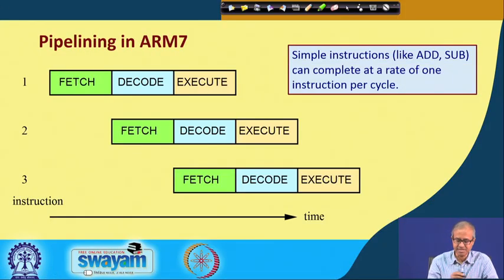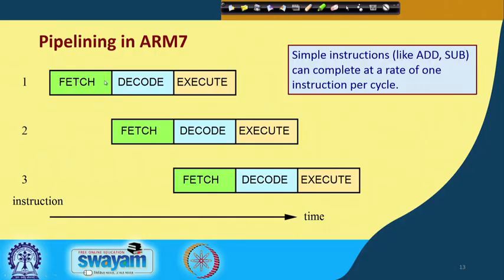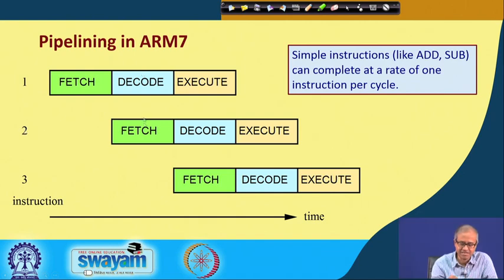And in ARM7, just an example, just the way I said wash, dry and iron, here it is fetch, decode, execute. The first instruction is doing fetch, decode, execute; the second instruction can start fetch while the first one is being decoded; the third instruction can start fetch while the first one is executing and the second one is decoding. So, starting from the third clock you will be finishing one instruction every clock cycle. This is the main advantage or purpose of a pipeline.